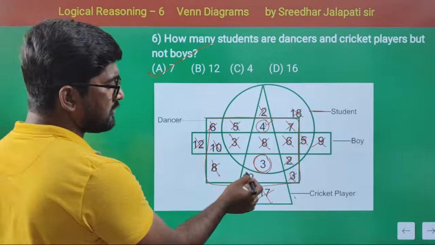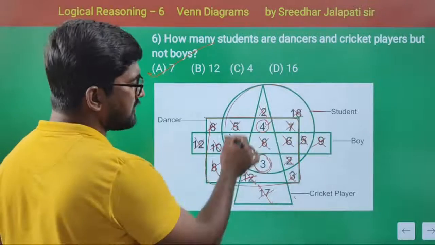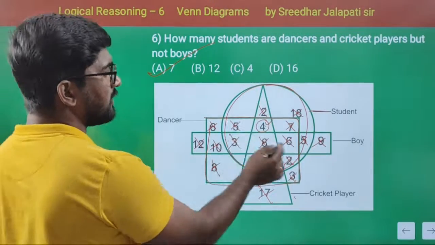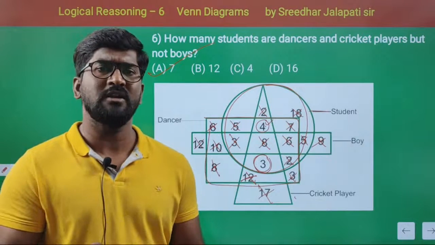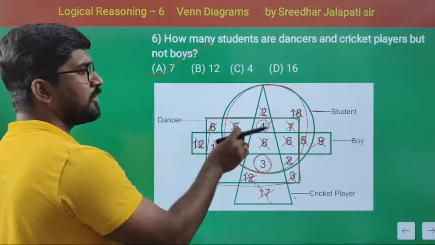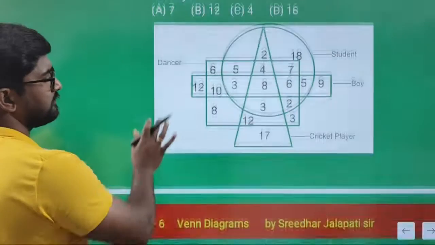Okay, this 12 also I have to exclude because these are not in students, right? Why have I excluded this 12? That is not in circle. We want students, dancers, cricketers, but not boys. So when the variables are too many, obviously you may get a little confusion, but that's where you need to stick to concepts and basics. Okay, right. Let's move to the next question.